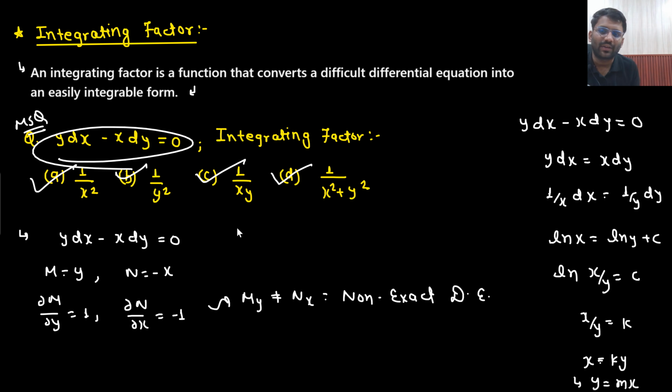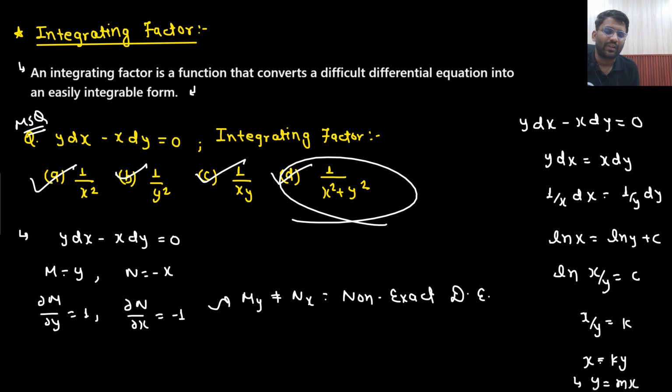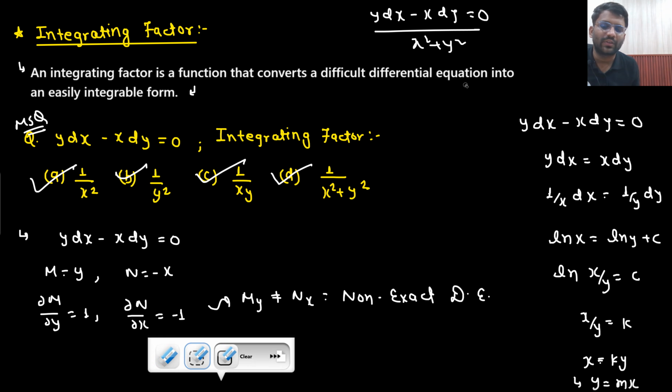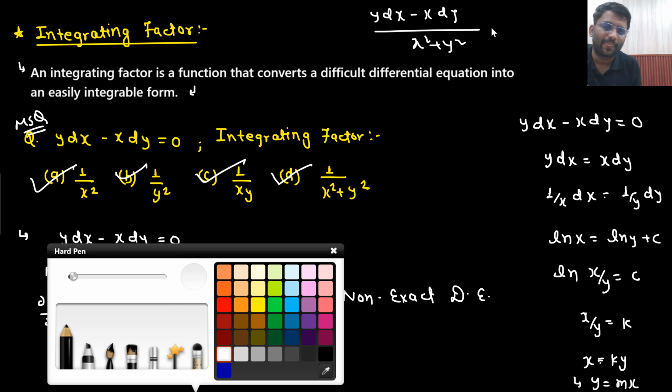But let's check this option now. Let's check the option D now. What I need to do? I need to multiply with 1 by x square plus y square on both of the sides. That means y dx minus x dy equals to 0. On both of the sides I will multiply with 1 by x square plus y square. So what I will be getting here: x square plus y square divided by x square plus y square. So this is something that I will be getting.